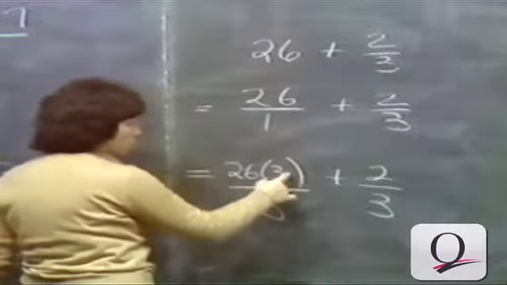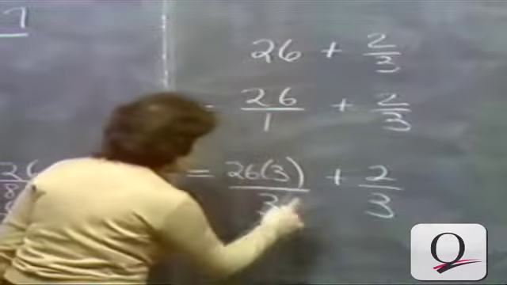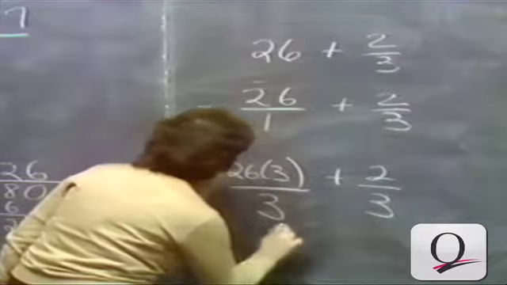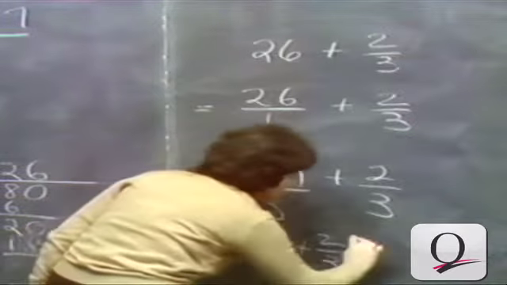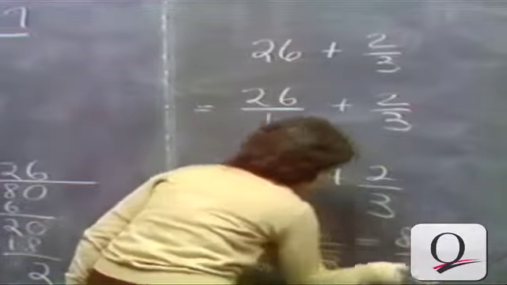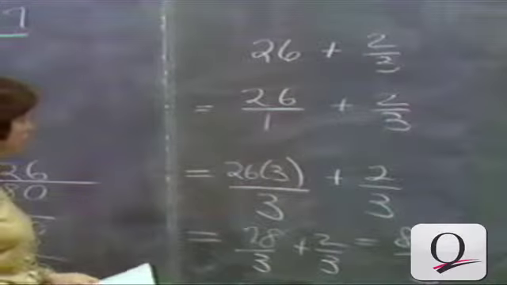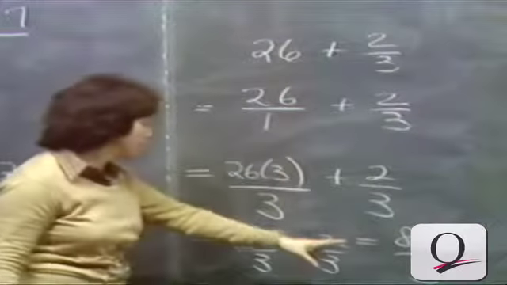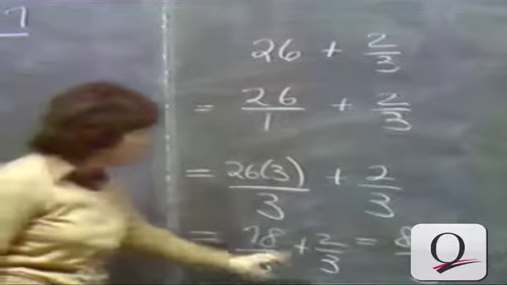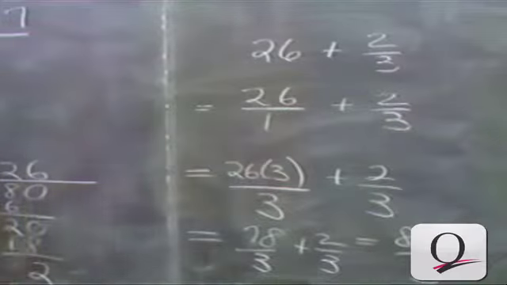This gives us 26 times 3, which is 78 thirds, and then 2/3. And of course, we get the same answer, 80 thirds. Okay, I just wanted to convince you the idea of taking the quotient plus the remainder over the divisor does give you the correct answer. Okay, we do get 80 thirds, which was what we had over here.